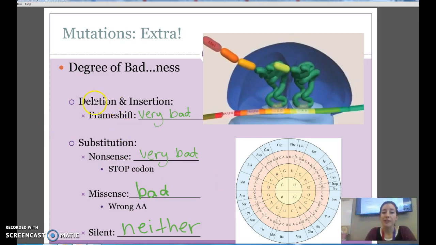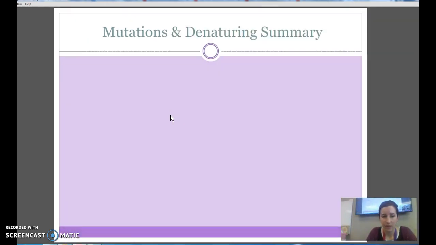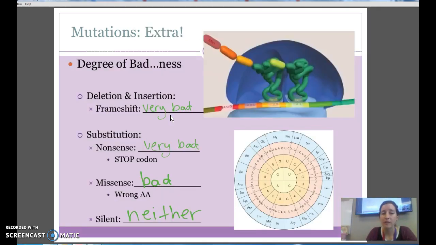Okay? A deletion or insertion is going to shift your reading frame. So we go 3, 3, and it's going to shift that frame one way or another. So every single amino acid afterwards will be changed. And that is very bad because then pretty much your whole protein after that is going to be different. Okay. You now have Quizlets and a worksheet practicing all these things that we just learned.